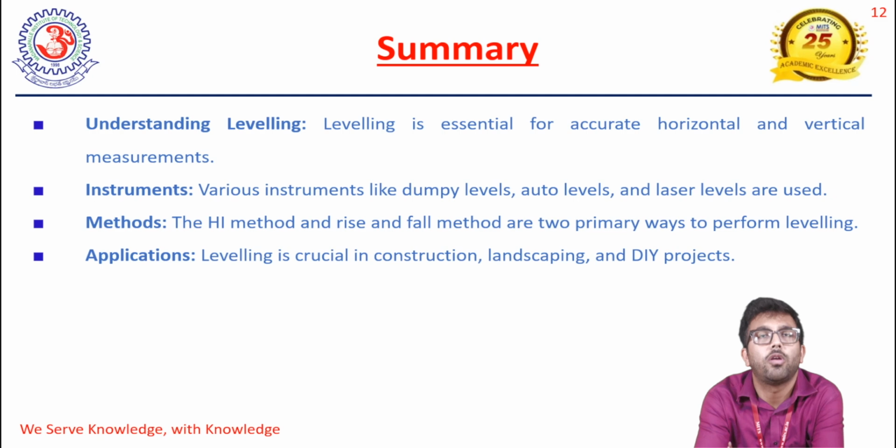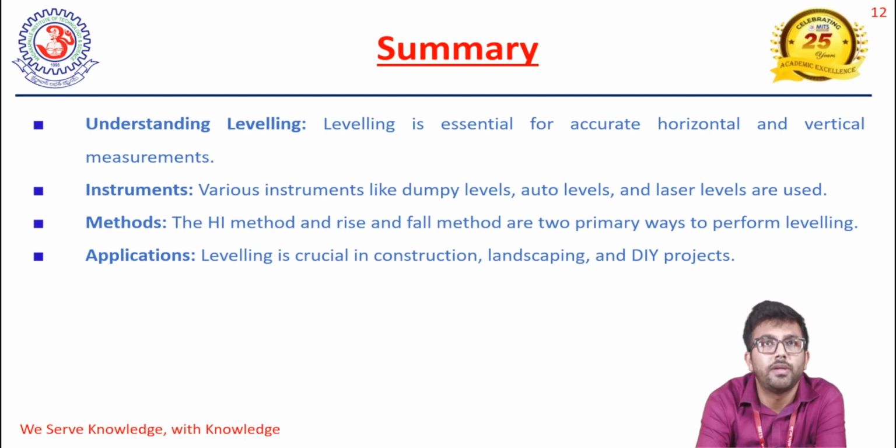So let's see what we have studied today. We have understood what leveling means. Leveling is essential for accurate horizontal and vertical measurements because it is a comparison between two points. Then we have seen what instruments are required to perform leveling. Then we have seen the two different methods, that is the height of instrument method and the rise and fall method, to perform leveling. Then we have discussed applications, like laying a shed or leveling a garden plot. These are practical applications of leveling in day-to-day life.